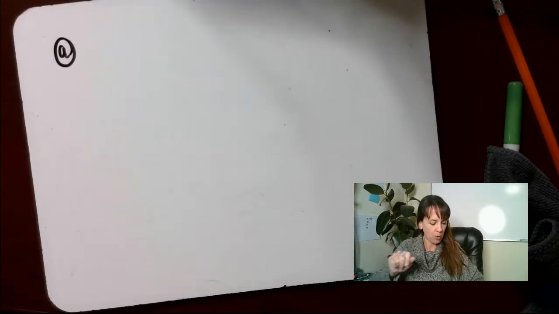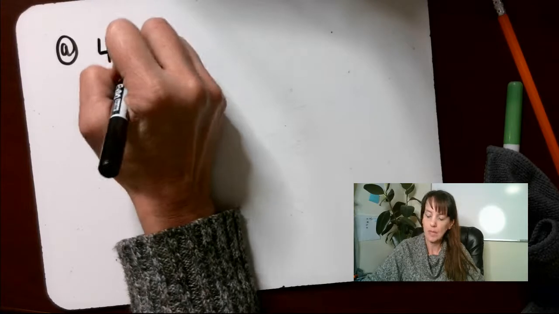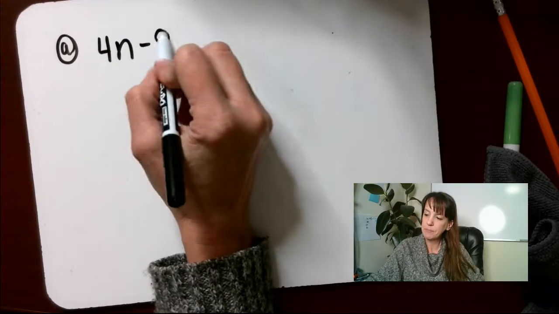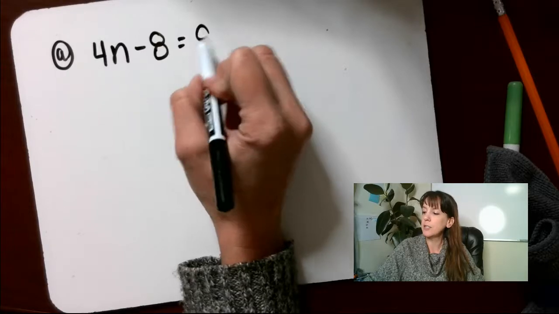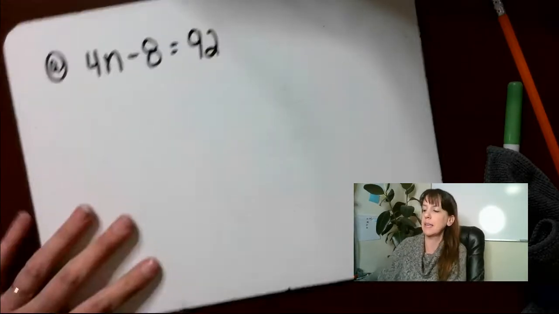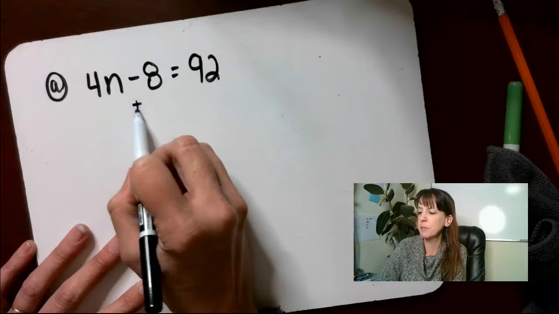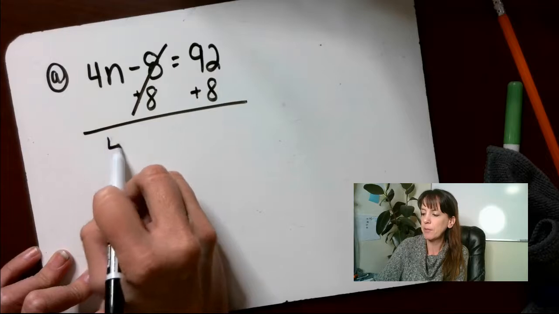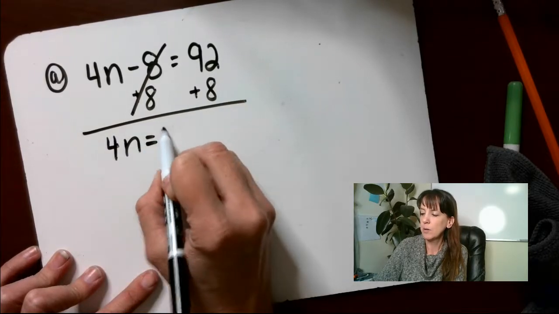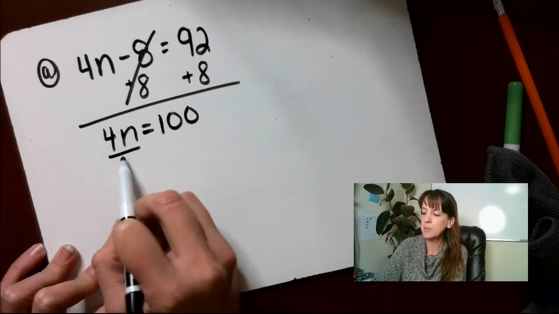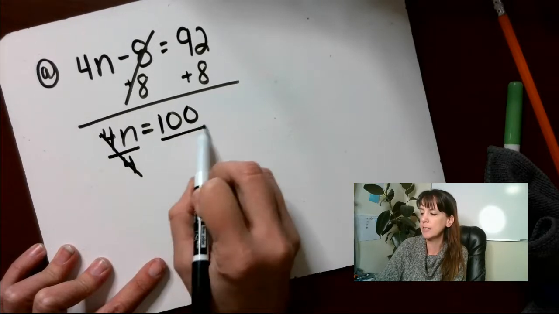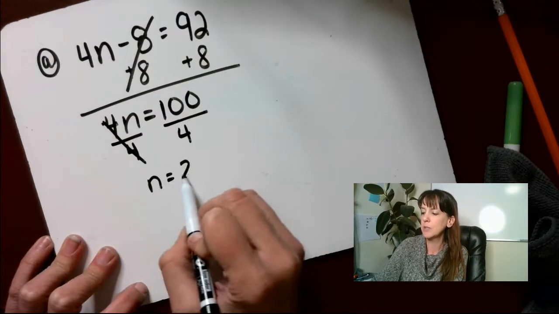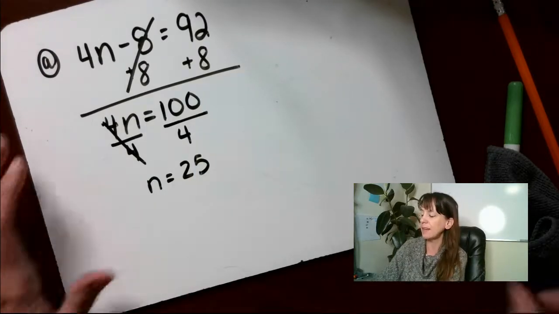All right, for A: 4 times a number decreased by 8 equals 92. Find the number. Let's solve this. Again, we want to get the chunk with the variable by itself, so we're going to move this over: plus 8. These guys cancel out. I end up with 4n equals 100. Divide by 4 so that those go away, but what I do to one side, I do to the other. n equals 25. Excellent.